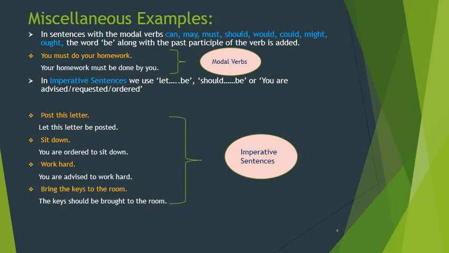In changing imperative sentences, we use the verb let followed by the passive infinitive without to. In case of requests, when the sentence begins with kindly or please, you are requested is used followed by the infinitive. In the imperative sentences, the agent by is not used in the passive voice, but the sense of the object is hidden in the sentence itself.